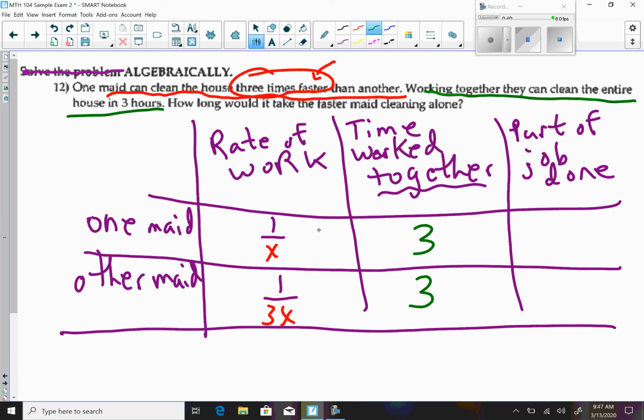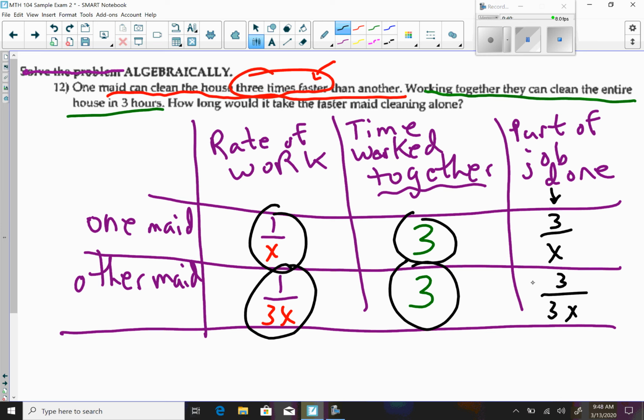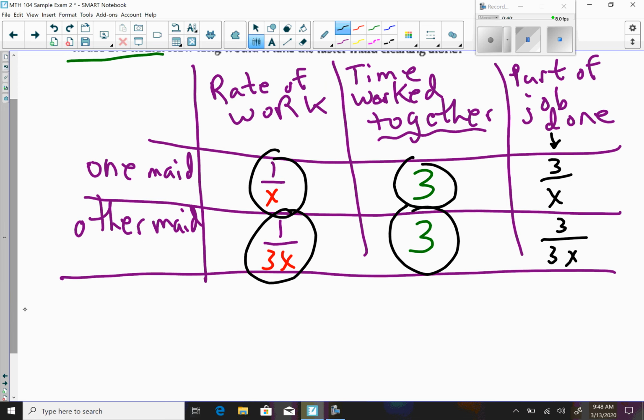Rate of work times time worked is always part of job done. This times this goes in this column. Rate of work times time worked equals part of job done. This times this goes in that spot. Also, these two fractions, when the job is done, will add up to one completed job. Part done by one maid plus part done by the other maid will equal one completed job.